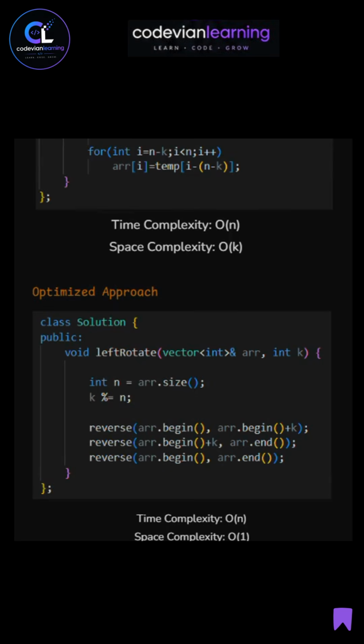For this approach, we first reverse the first k elements. Okay. Then we reverse the remaining elements, and finally we reverse the entire array. And that's all. That's our answer. This is the optimized approach.